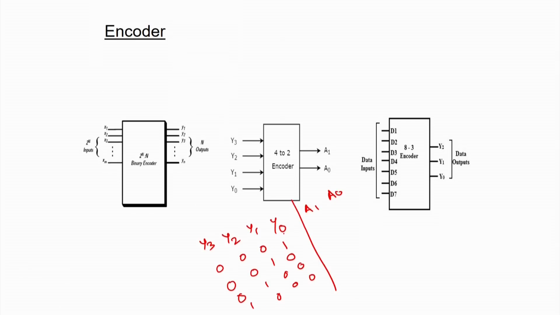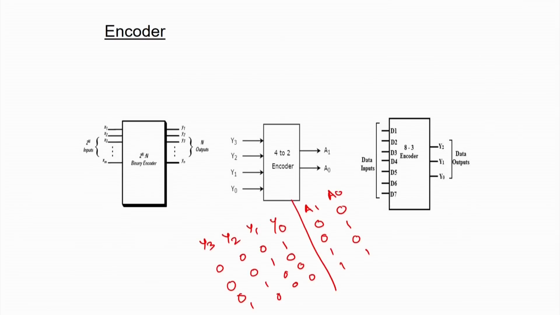When y 0 is high, we will say that it is going to represent 0. So, both A 1 and A 0 will be 0. When y 1 line is high, then in that particular case we will say that it is going to represent 1. So, this will be your 0 1. When y 2 line is 1, then it may be represented by 2, and when y 3 line is high, it is represented by 3, binary 3. So, this is the way we can encode it. So, encoding is the reverse of your decoding circuitry. So, here we are having 2 to the power n input lines and we can get n output lines.